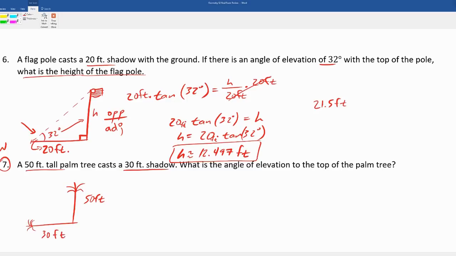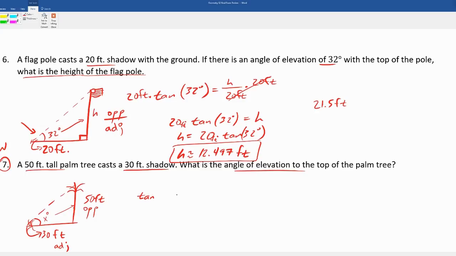So 30 feet for our shadow. What is the angle of elevation? So you are actually going to solve for your reference angle. We do not know what our angle is there. Now, what are the 50 and the 30 in reference to our angle? You should realize that 50 is opposite, and 30 is the adjacent. And you basically have, well, tangent, right?